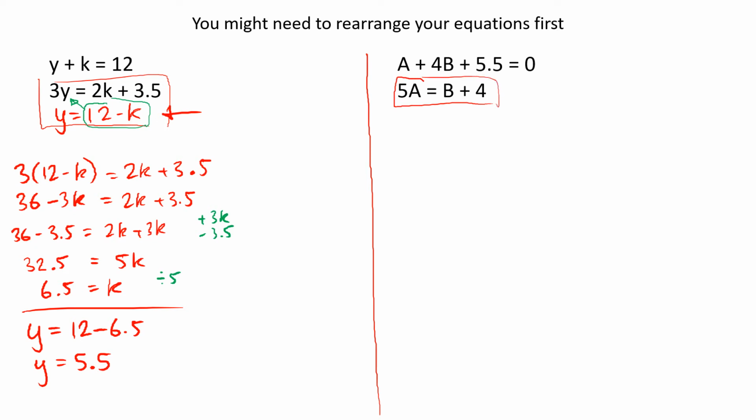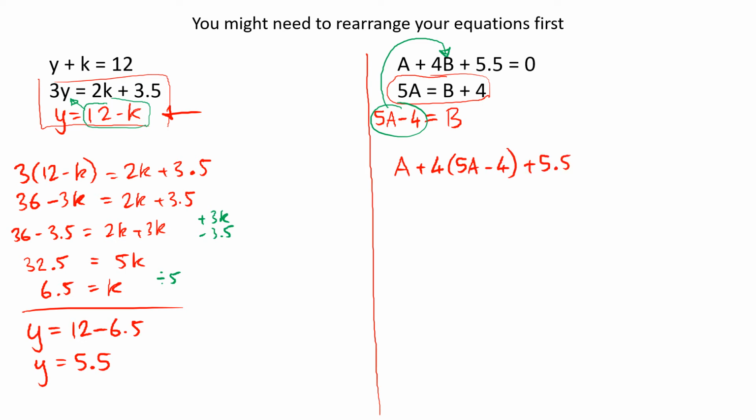Okay, and then for the second one, one way to rearrange it, we could rearrange this and make this into b equals something, or we could rearrange this and make this into a equals something. It's completely up to you how you do it. I think the easiest one is this because it only requires moving one thing across. So I would rearrange this into b equals 5a minus 4, and then take that 5a minus 4 and substitute it in place of the b, and we'll end up with a plus 4 lots of 5a minus 4 plus 5.5 equals 0.